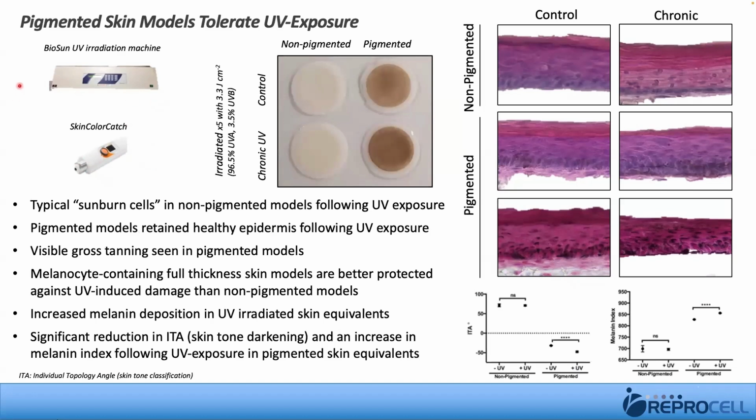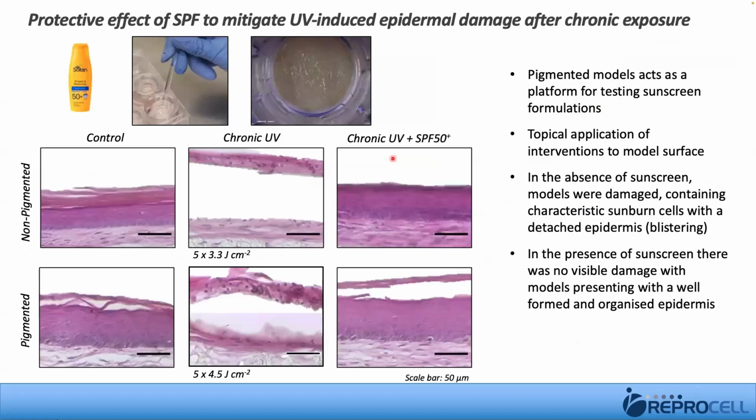In this slide, we're showing how we can expose our skin models to UV irradiation. We have the Biosun irradiator, which delivers specific amounts of UVA and UVB radiation. We can put our models into here, deliver the UV, and then we see a darkening of our model. So essentially we're giving it a suntan using this system. And we can again measure that using the Color Catch. This is valuable because then we can explore the use of, say, sunscreens.